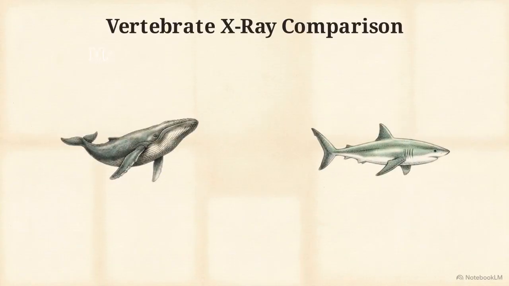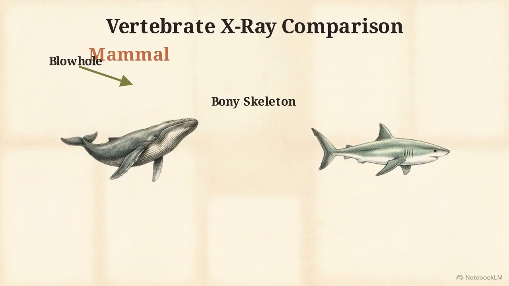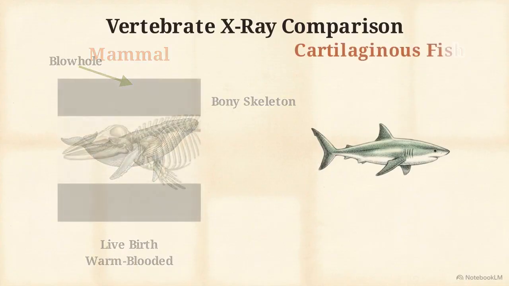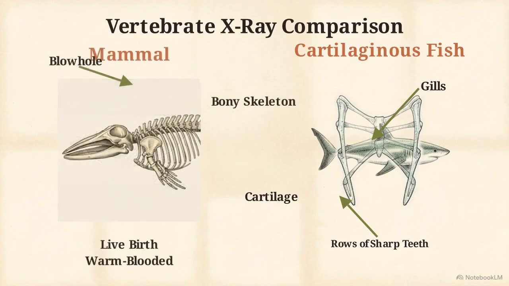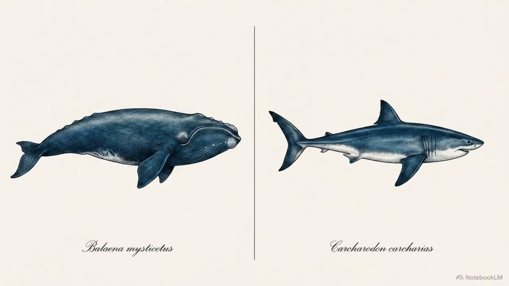This X-ray comparison shows the difference between the ocean's largest vertebrates. The whale is a mammal. It has a bony skeleton, breathes air through a blowhole, and gives birth to live young. The shark is a cartilaginous fish. Its skeleton is made of flexible cartilage rather than bone, and it extracts oxygen through gills. These structural differences mean that despite their similar sizes and habitats, whales and sharks belong to entirely different biological classes.